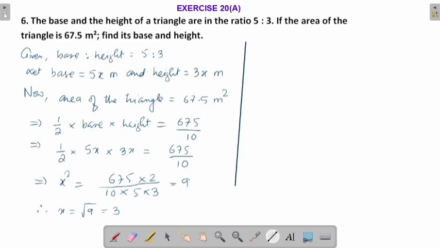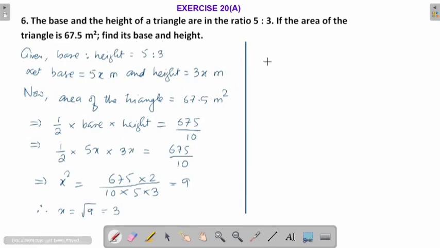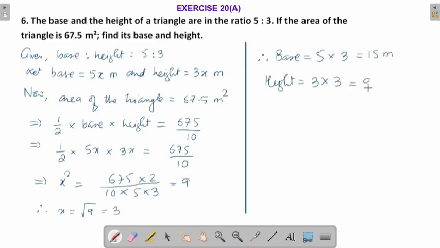Now you are asked to find the value of base and height. Therefore your base is given to be 5x, so 5 into x, and x is 3. So 5 into 3, which is 15 meter. This is your base. Your height is going to be 3x, so 3 into 3 is 9. This becomes your answer for this case. Alright, you may pause the video and note down your solution.